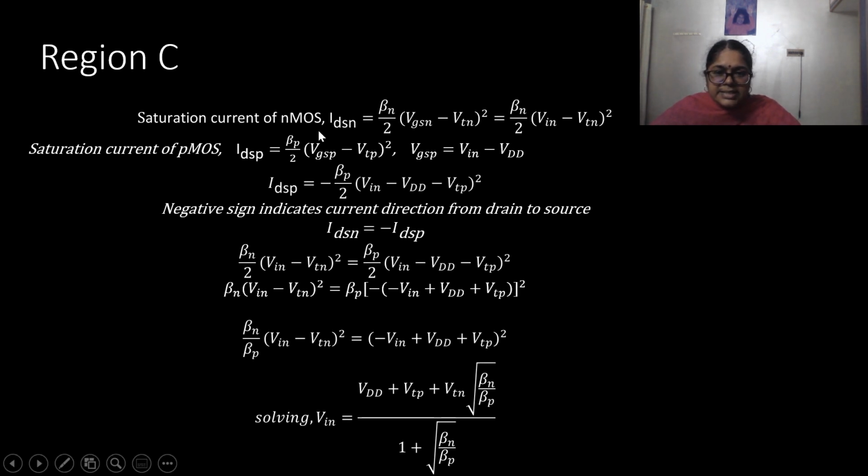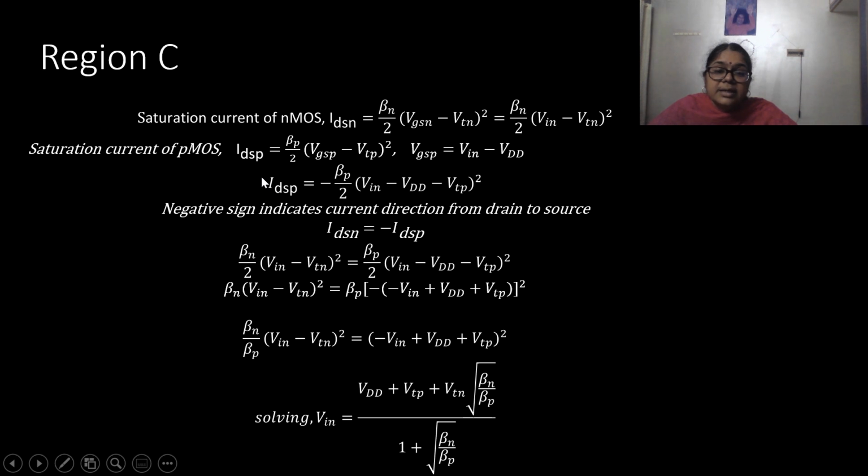Now when the transistors are in saturation region, in region C, we equate the currents of both nMOS and pMOS transistor in the saturation region. The nMOS transistor saturation current is beta n by 2 into VGS minus VT whole square, where VGS we have replaced with Vin. Similarly for IDSP, that is the current flowing through pMOS transistor, is beta P by 2 into VGSP minus VTP whole square. But VGSP, that is gate to source voltage of pMOS transistor, is given by Vin minus VDD. So we substitute.